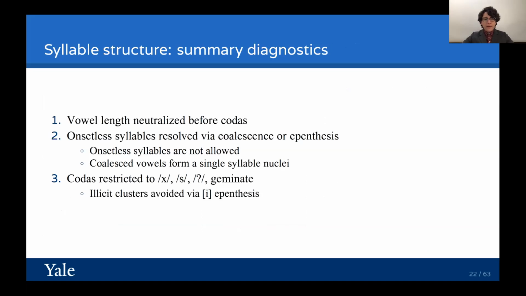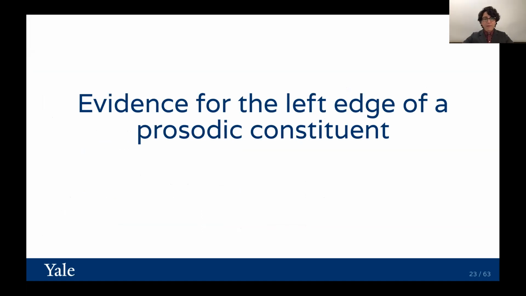So in summary, there are three diagnostics that we'll be using later. One is that vowel length is neutralized before codas. The second is that onsetless syllables are prohibited and they are always resolved. And the third is that codas are highly restricted and illicit clusters are avoided via epenthesis. All right, with that background out of the way, we can turn to evidence for the left edge of a prosodic constituent.